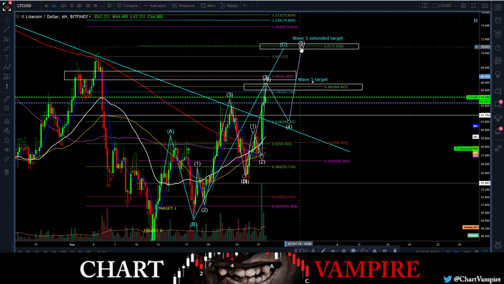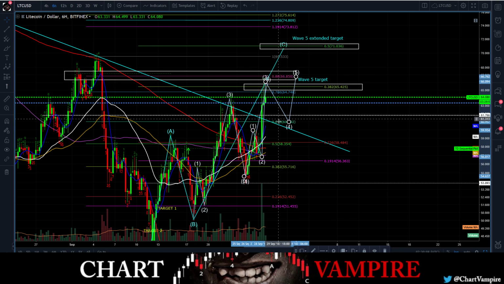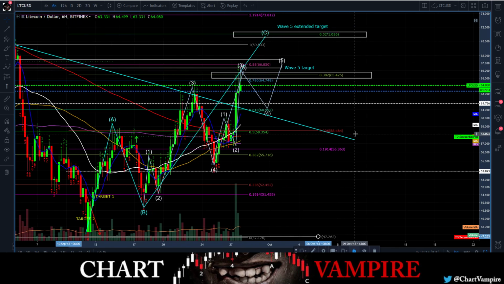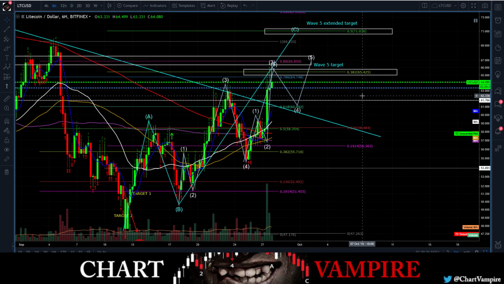Now remember, wave five doesn't have to be that far. You can just do a retracement and then a bounce off here. Tag your wave five. Everybody claps each other. You get high fives all the way around because this is very bullish, much easier to count than any of the other ones. What's funny is how bearish ETH is in comparison to how bullish Litecoin is, right?